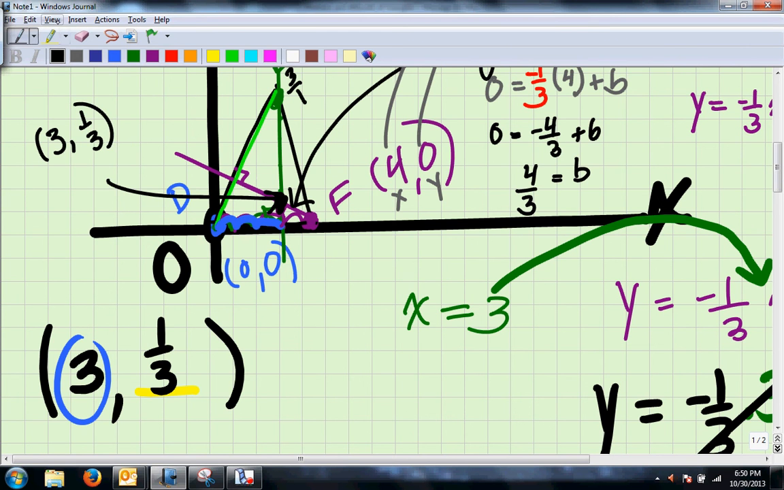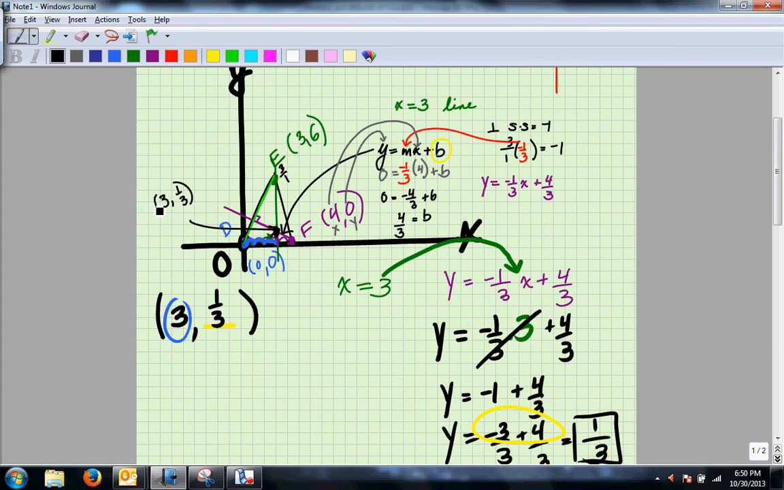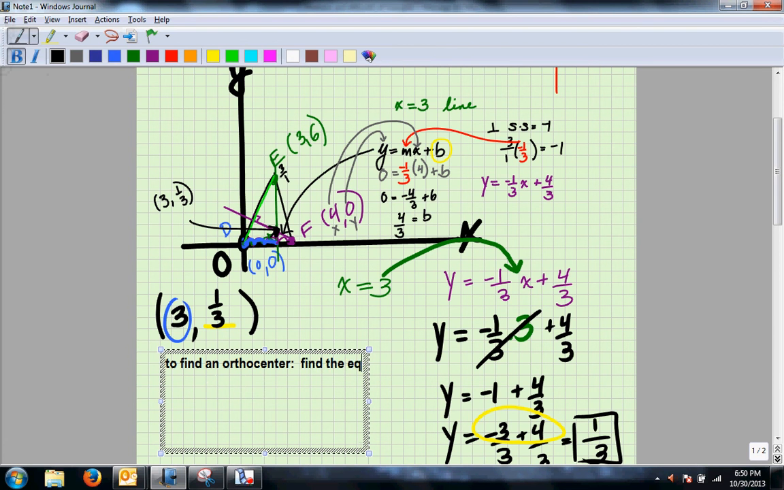So to recap, to find an orthocenter, you find the equation of a line for two altitudes, and then solve for their intersection. You can use either substitution or elimination.